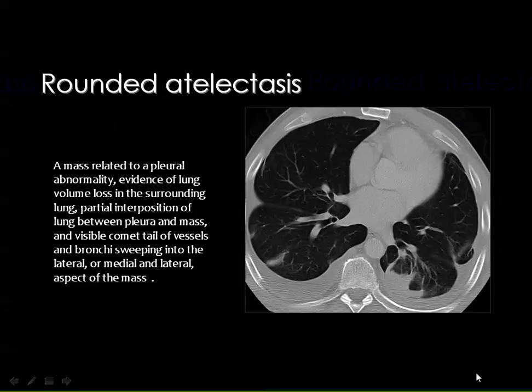Then if you look here, you can see this is the pleural thickening, and this is part of atelectasis in the lung, and you see the hairy or linear bands of atelectasis representing the vessel and the bronchus, and this is known as round atelectasis.